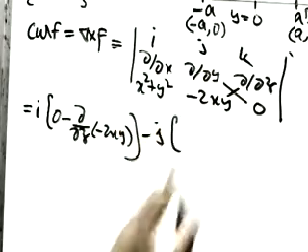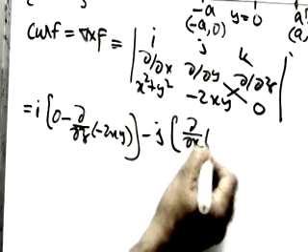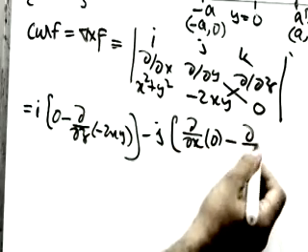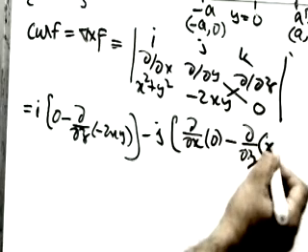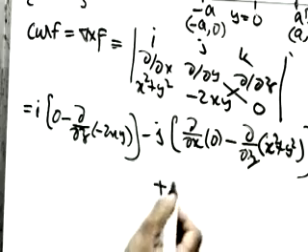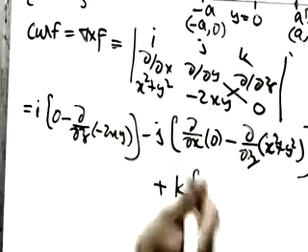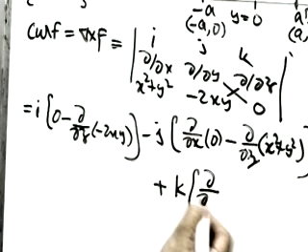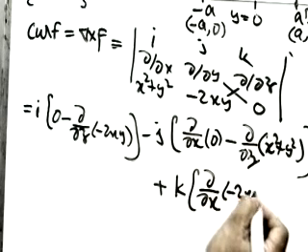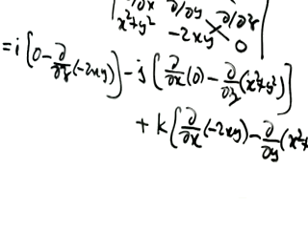Now in the next step, we have to take minus j into, we have to multiply dou by dou x of 0 minus dou by dou z of x square plus y square. Lastly, plus k into, if you take k, we have to multiply this 2 minus this 2. So dou by dou x of minus 2xy minus dou by dou y of x square plus y square. Now let me solve this one.